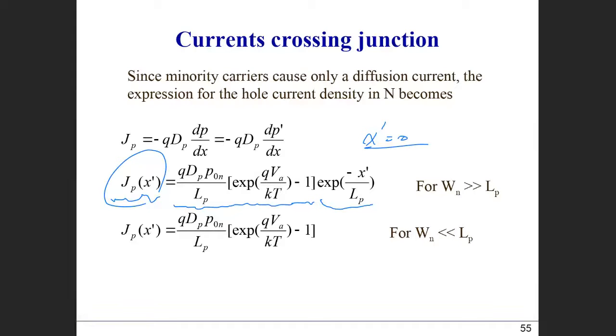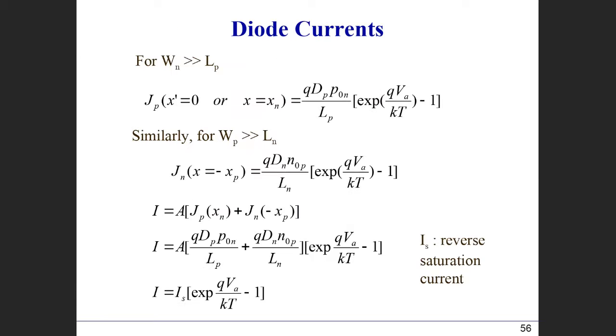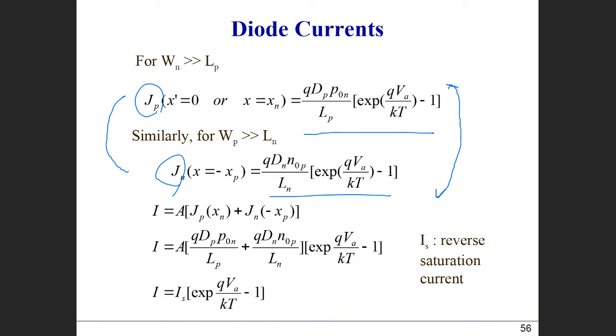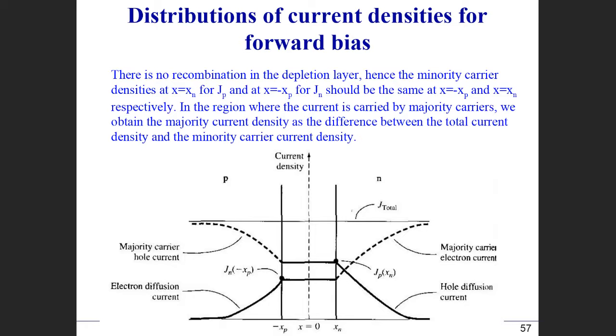X prime equals 0 means that x prime we define as x minus xn, right? So that's the depletion edge. From there, you get the xp, xn, especially at the depletion edge, you get this equation. Now if we look at this current and the plot, I will go back to this one, you will get this kind of curve.